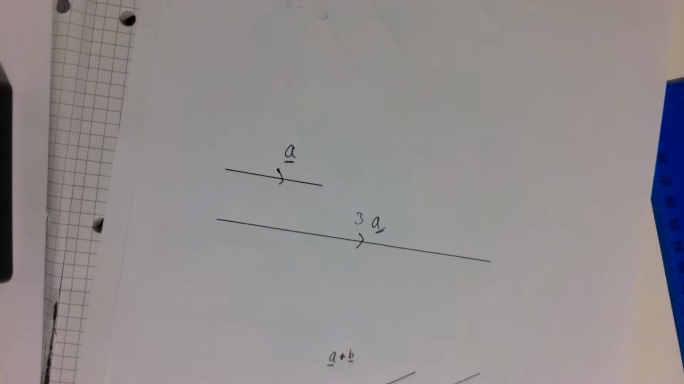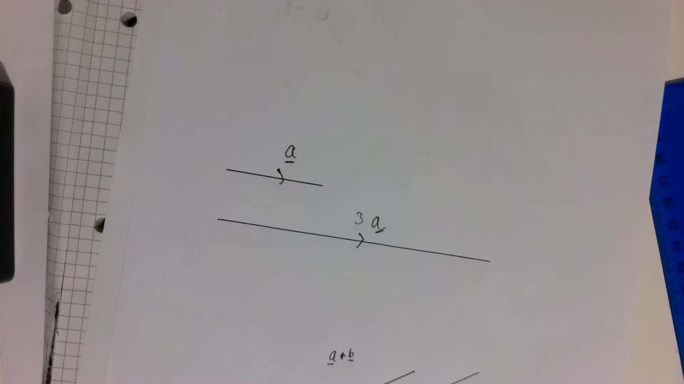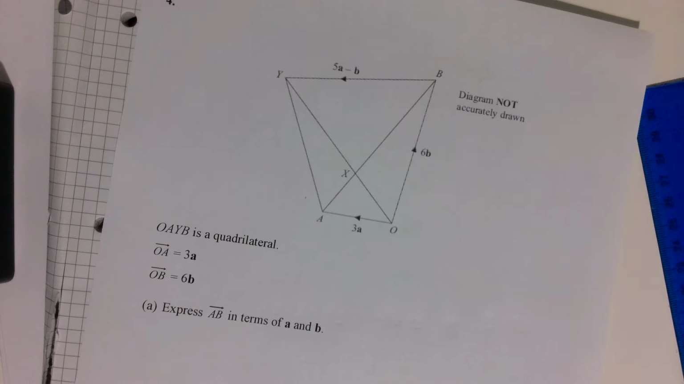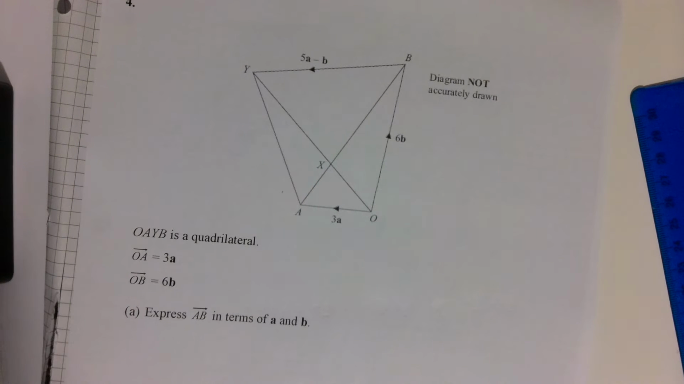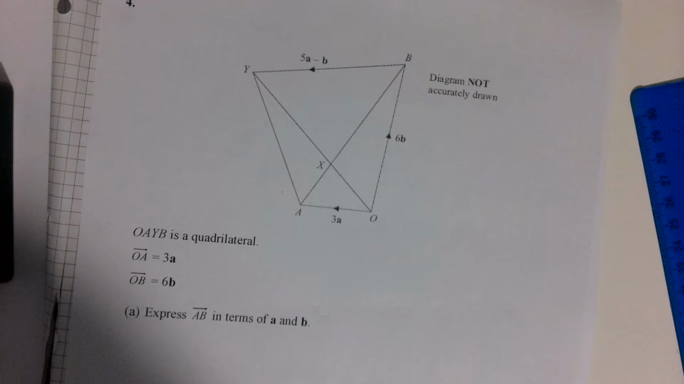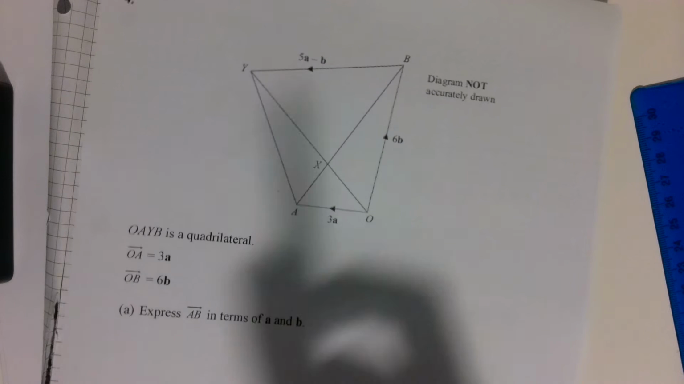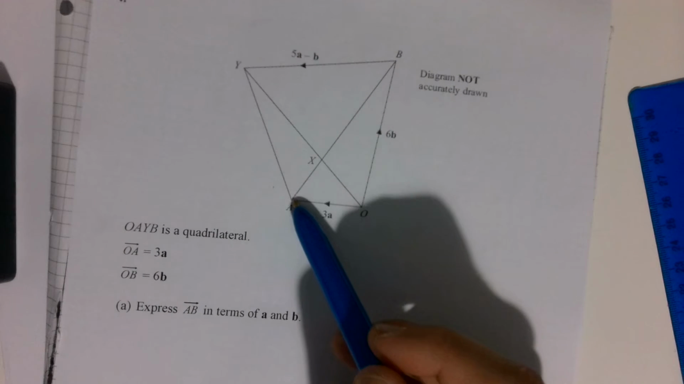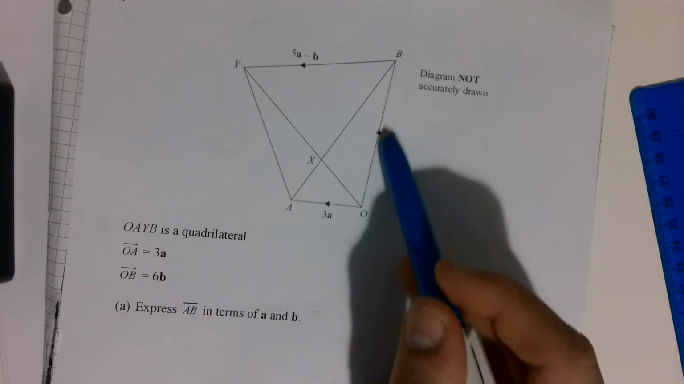What I'm going to do then is just go through an example of a question which could come from an exam. This is 5 marks in total. The first mark is pretty straightforward and looks at stuff we've done in our previous video. So we are being asked to express A to B in terms of little a and little b, they're in bold. So I'm wanting to go from A to B.